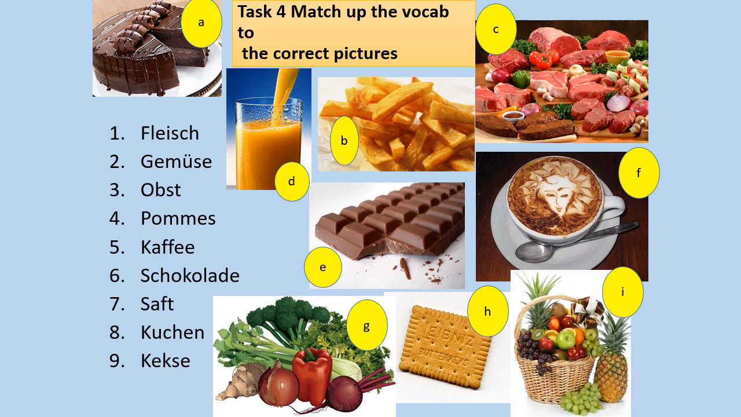Task 4 again is just about building up your vocab to do with food. So you've got a list of foods down the left hand side, and I want you to match them to the picture. So Fleisch is meat, Gemüse, vegetables, Obst, fruit, Pommes are chips, Kaffee, coffee, Schokolade, chocolate, Saft, juice, Kuchen, cake, and Kekse, biscuits.